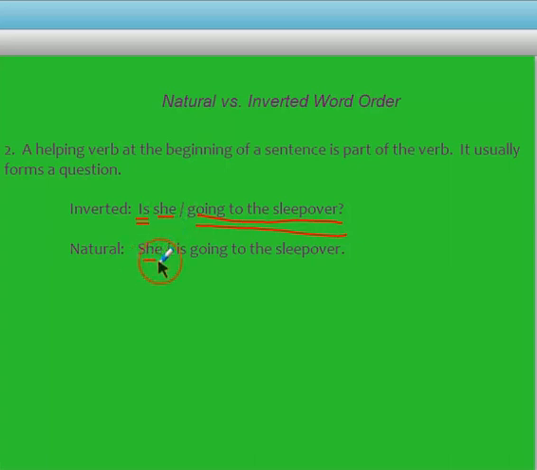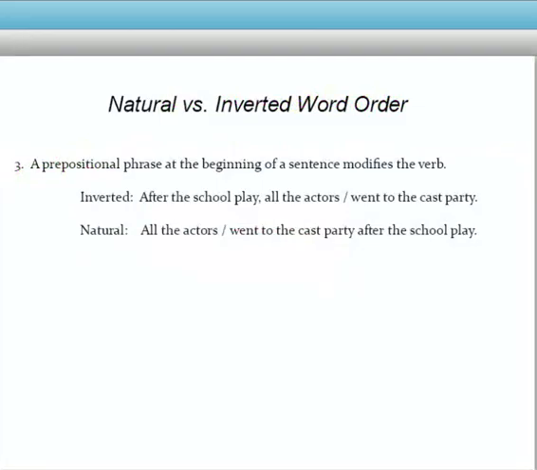So we just switched the position of the subject and the verb and the helping verb. Okay, notice here, she is going to sleepover. In natural order, it has subject first and all predicate parts at the end. Okay. Our third way is a prepositional phrase at the beginning of the sentence modifies the verb. So we'd start with a prep phrase. So you see here we have after the school play is a prepositional phrase at the beginning of the sentence. So this is actually underlined twice.